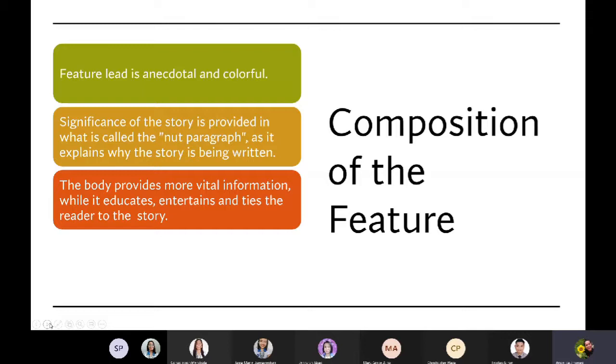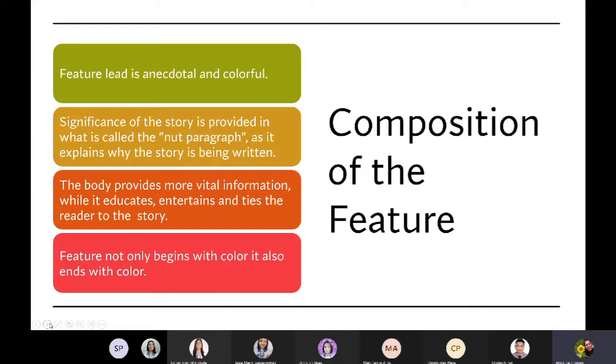And last, a feature not only begins with color, it also ends with color. Like how you started your feature article powerfully, you should end it powerfully also. Remember, when readers finish your article, what sticks with them is the last thing you said. Even you, when you read something, that is what sticks with you. You can say a book is good, for example, a novel is good, if you're satisfied with the ending. Okay? So, that's it for the feature article.